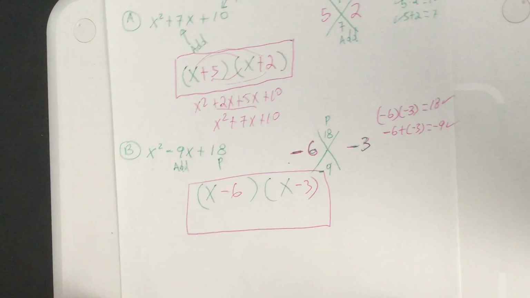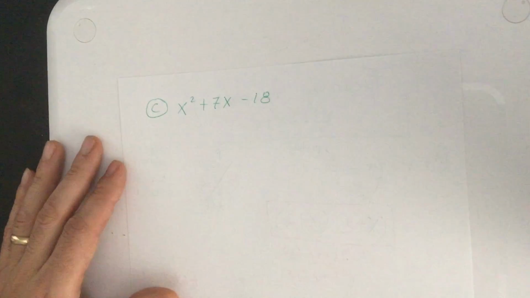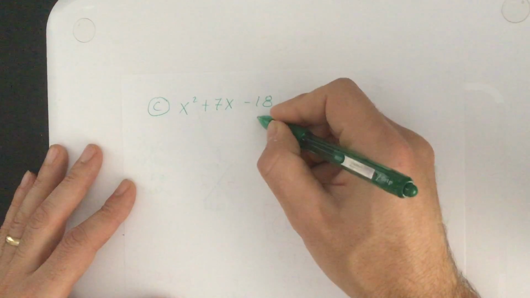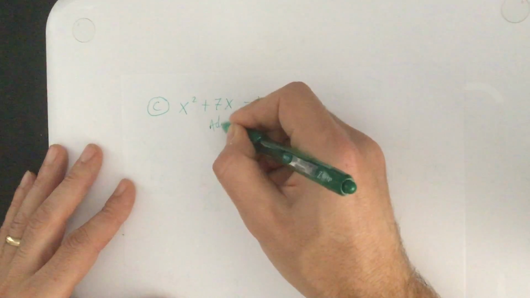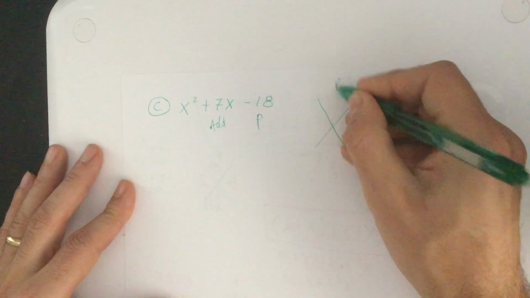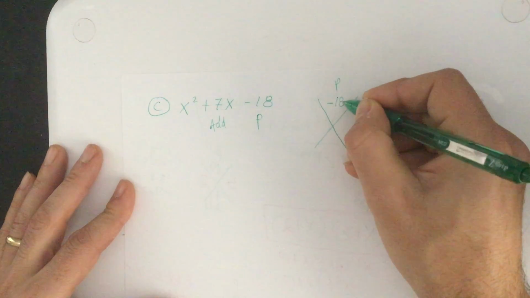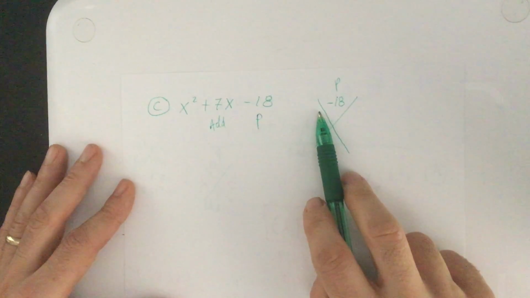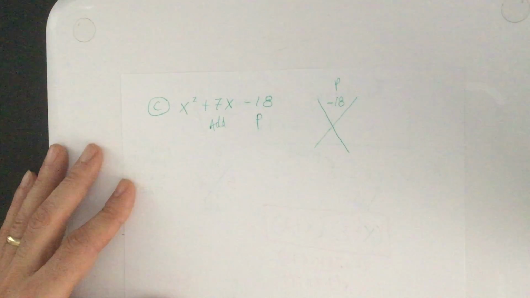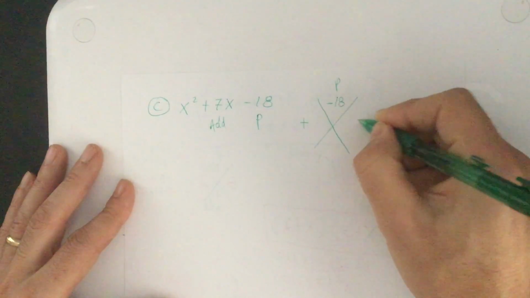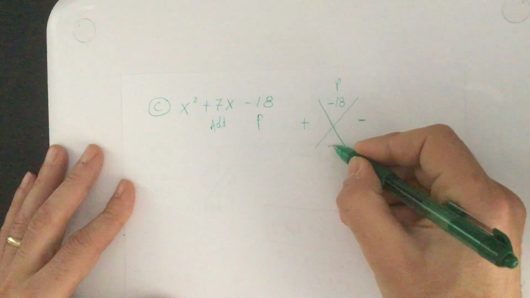So let's take a look at the next one here. Again, we've got x squared plus 7x minus 18. This is my product. This is my addition. My product is negative 18. Because our product is negative 18, the only way you can get a negative number when you multiply two numbers is if one of them is positive and the other one is negative. And when you add them, you've got to get 7.